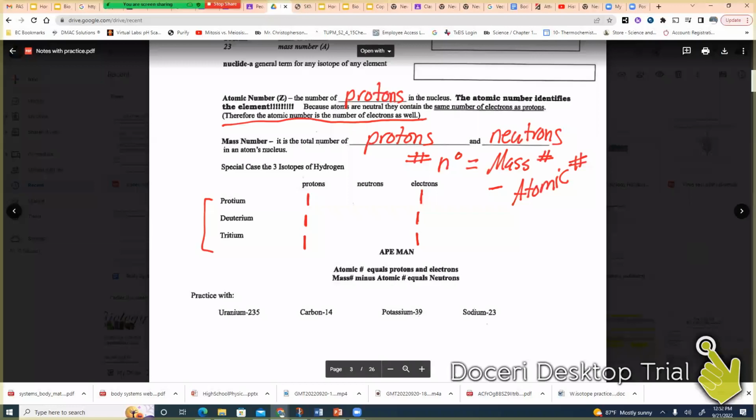And how they're different is by the number of neutrons that they have. The first one, protium, doesn't have any, I'm sorry. Deuterium has 1, and tritium has 2.